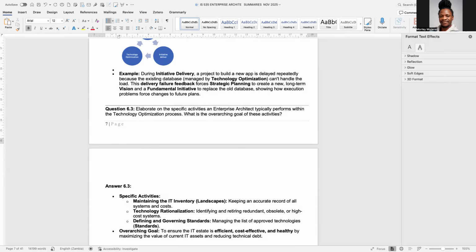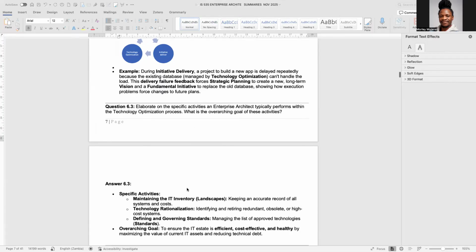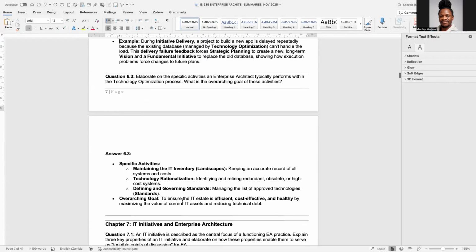So we can closely look at the third core process, which is technology optimization. Its overarching goal is simple: to ensure that the IT state is efficient, cost-effective, and healthy by maximizing value and reducing technical debt. So that's the main goal of technology optimization, okay? To ensure that the IT state is efficient, effective, and healthy by maximizing the value of IT assets and reducing technical debt.